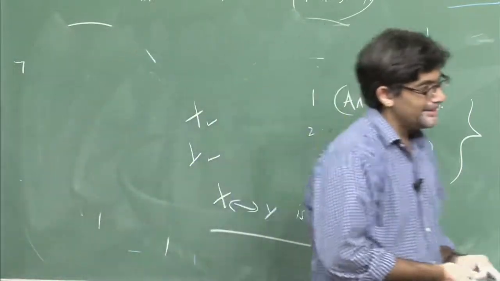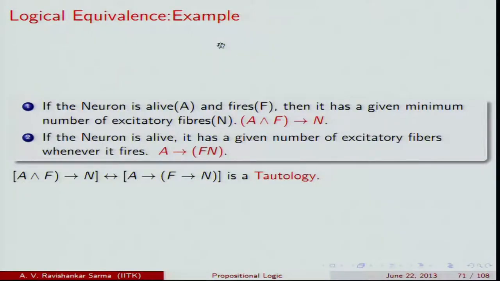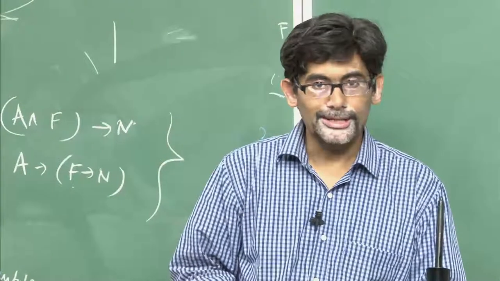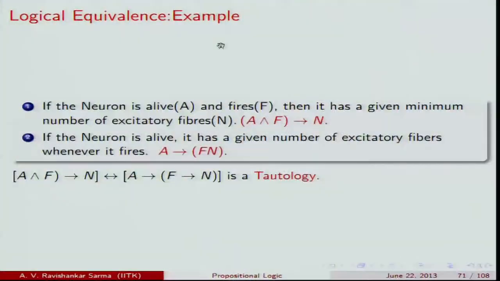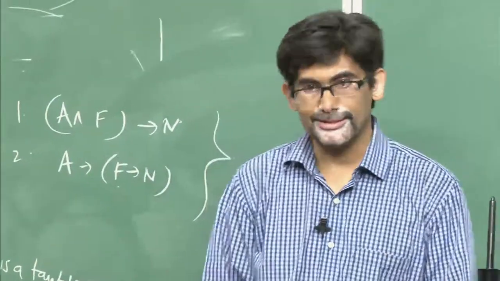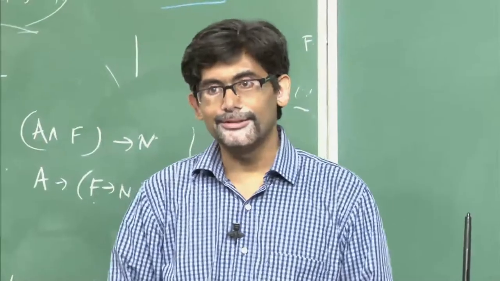So to check whether these two statements are logically equivalent to each other, first you need to translate the English language sentence appropriately into the language of propositional logic. Then let us assume that the first formula is X, that is A and F implies N, and the second formula Y is A implies F implies N. Then if you can show that X if and only if Y is a tautology, you have shown that X and Y are logically equivalent to each other.